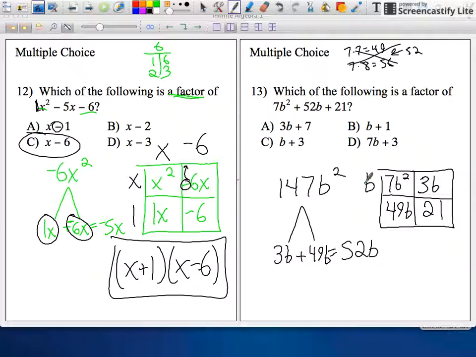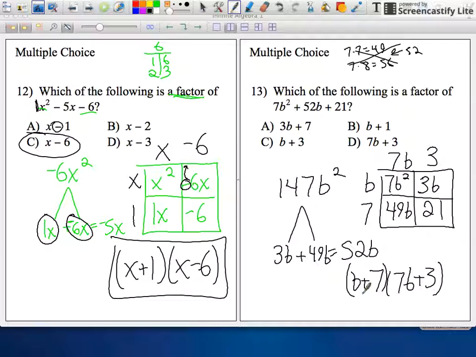Greatest common factor here, you've got to know your times tables a little bit. 7 will go into both of those. Okay? Greatest common factor here is a 7 again, but this time with a b. And my greatest common factor here is 3. Okay? My answer would be b plus 7 and 7b plus 3.